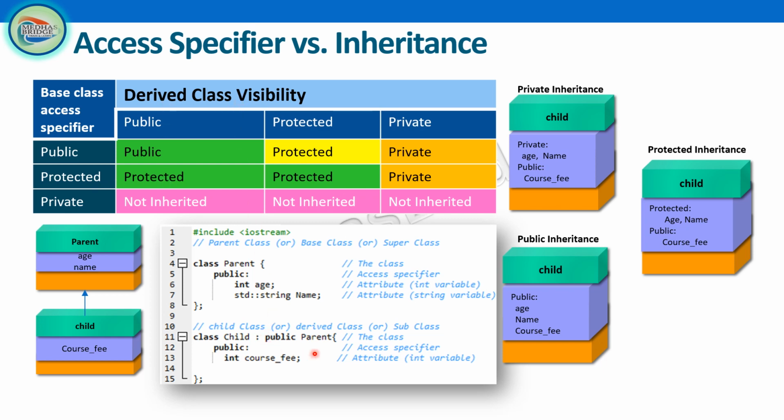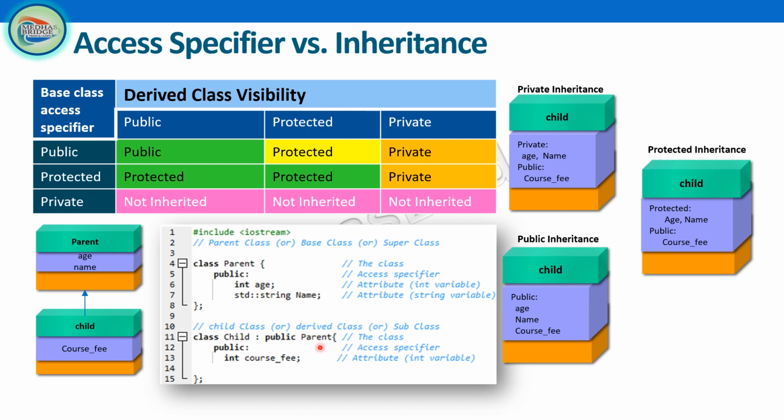If you inherit the parent class as protected, in this case all the public properties of the base class will become protected in the derived class. All the protected members of the base class remain protected in the derived class.